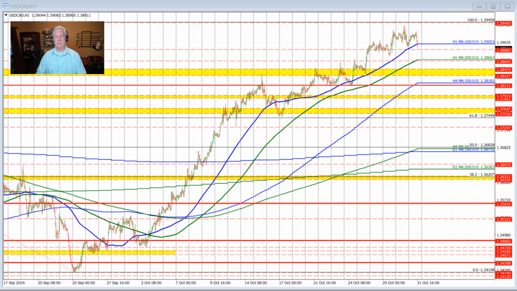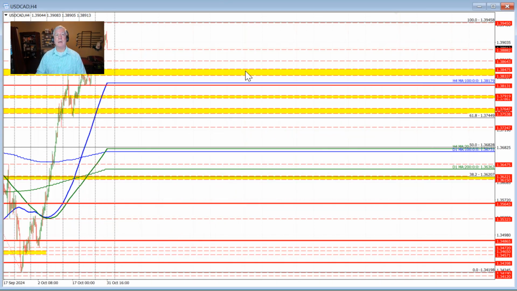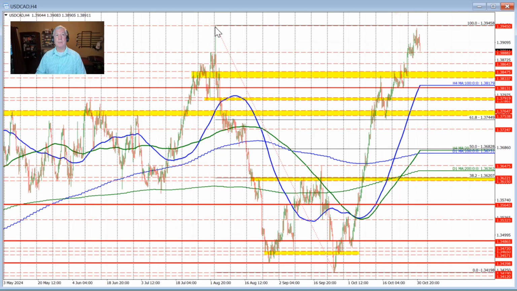And if we go to the 4-hour chart of this currency pair and take a look at the high price for the year, that high price came back here in the month of August, and it was at 1.39458. Yesterday the high price got within about 7 pips of that high and rotated back to the downside in up and down trading, as you can see right through here. Off the 4-hour chart, it doesn't look all that bad.